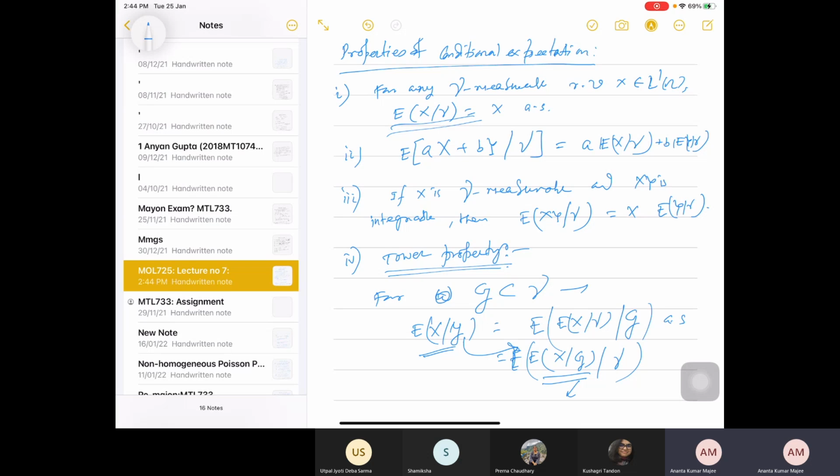So from 1, this part is trivial, but the tower property says that if you want the conditional expectation of any random variable given some sigma algebra, we consider the conditional expectation with respect to a bigger sigma algebra and take the conditional expectation of that with respect to the given sigma algebra. Okay, this is the tower property.